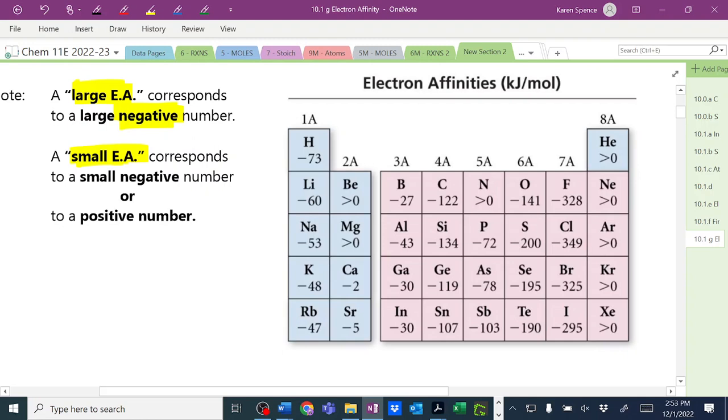Okay. So if we have a small electron affinity, they all sound the same after a while, we have a small negative number, or we can have a positive number. Okay, and for your noble gases, in fact, what can you see about the noble gases? Their electron affinities are more than 0, which means they are positive, which means they have a low electron affinity. Okay?